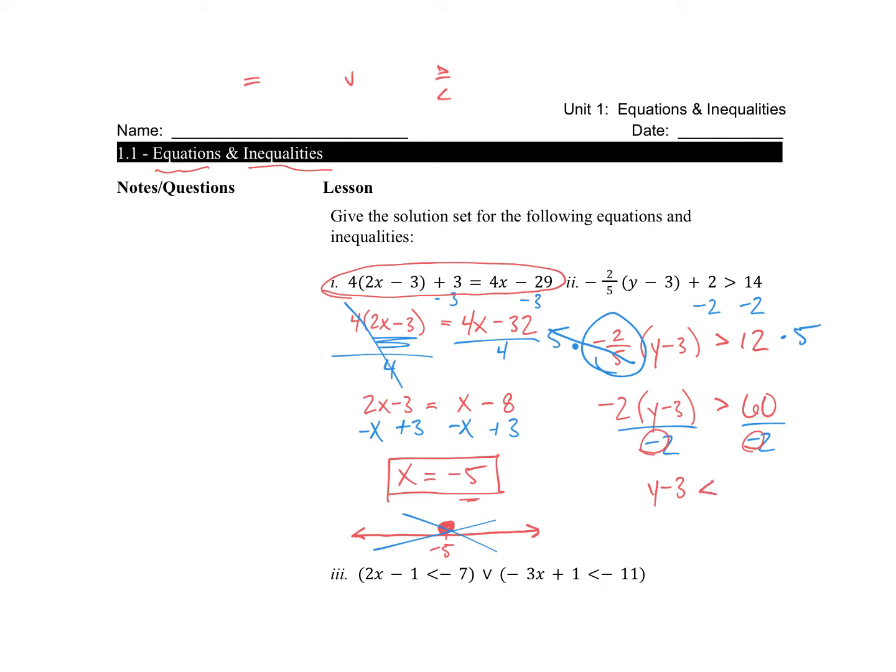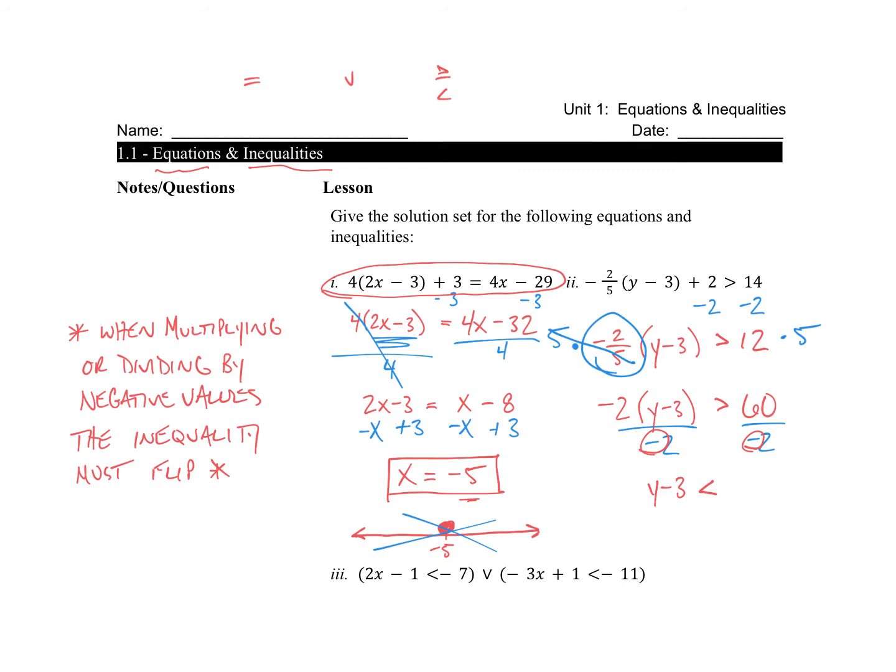Now would probably be a good time to make the note that when you multiply or divide by a negative, the inequality flips. So I've chosen to write that over here in the notes and questions section of my notes. It's just a thing that I'm going to want to not forget moving forward. And so that makes the right side of my inequality say negative 30. All I need to do now is add 3 to both sides, so y is less than negative 27.